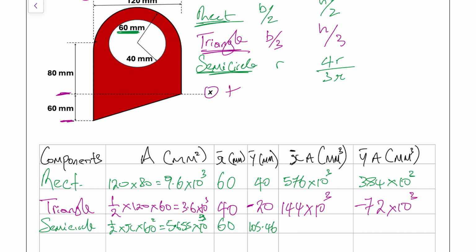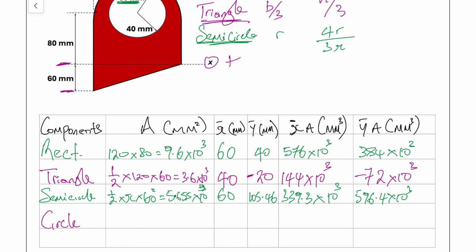And all we have to do next is just to do our multiplication, X bar times area, and that gives us 339.3 times 10 to the 3, and Y bar times area, that gives us 596.4 times 10 to the 3. So that leaves us with only one more shape, and that's our semicircle. As for our semicircle, it's a cutout, so we're going to have that area subtracted. So we're going to use that as a negative value.